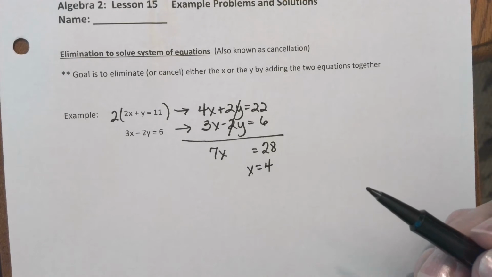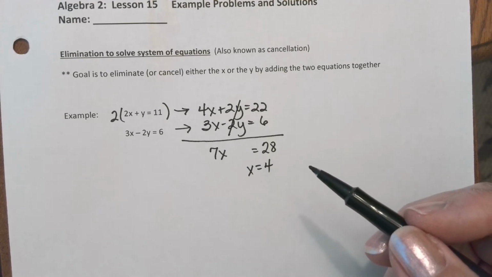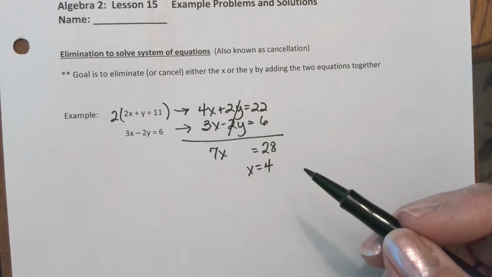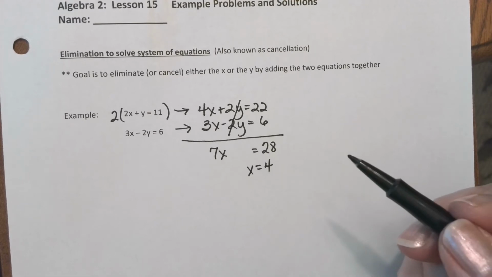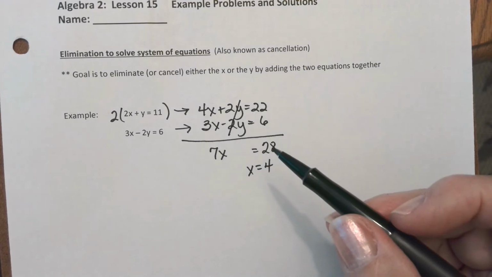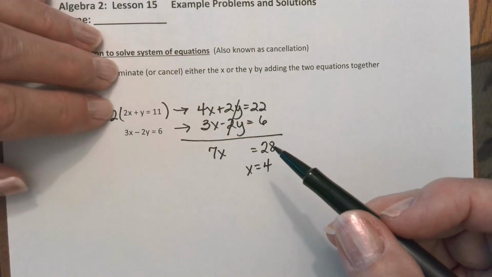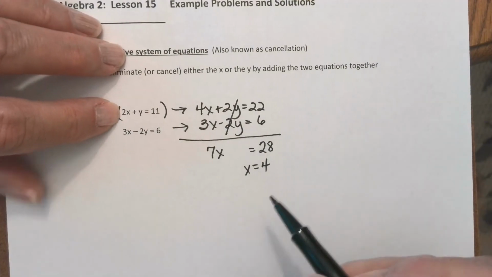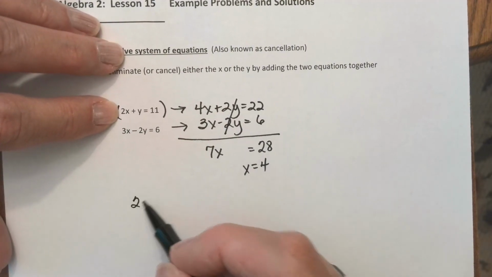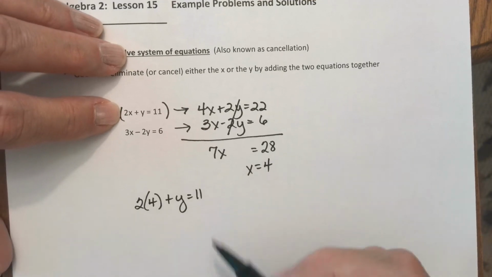Now, for the first step, I did not use substitution. I used something called elimination, or in some textbooks they call it cancellation. But to find y, I can use substitution. So I'm going to go back to this original equation right here because it's the easiest one. And I'm going to sub in x. And then I can solve for y.